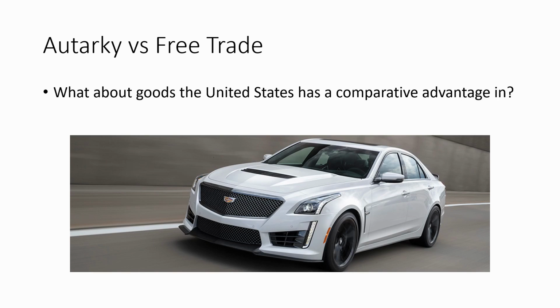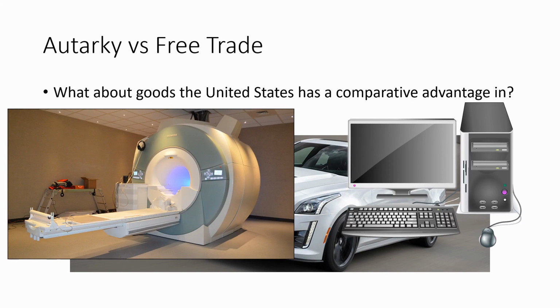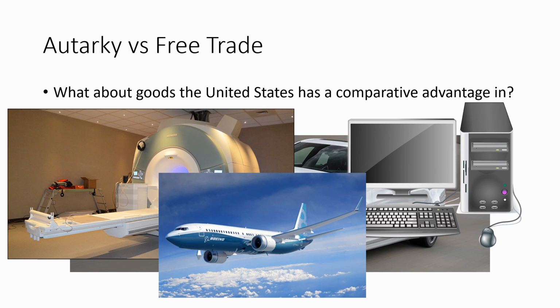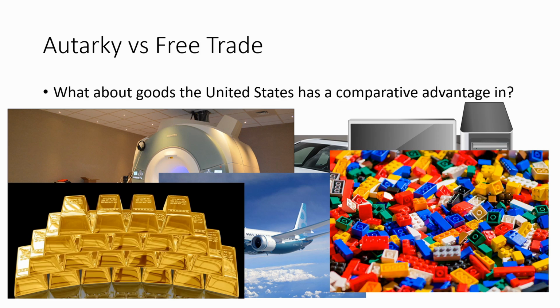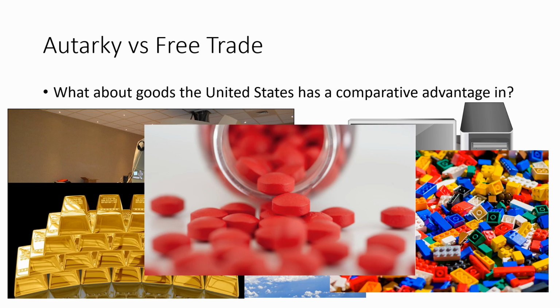Okay, well, we've talked about imports, but what about goods the United States has a comparative advantage in? Here I'm talking about things like cars, computers, MRI machines, airplanes. We have Boeing and Airbus. Boeing is the United States manufacturer of airplanes. Airbus is French. Plastics, gold, medicines, right? All these are capital-intensive goods the United States is going to have a comparative advantage in.